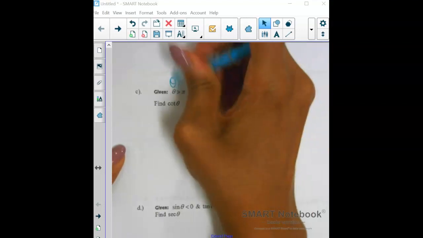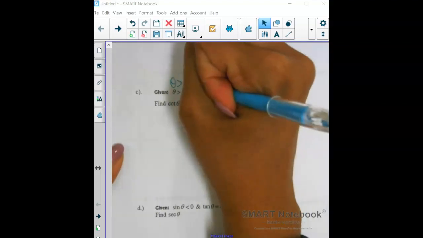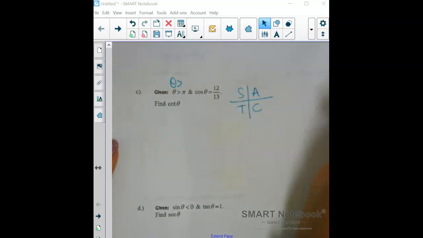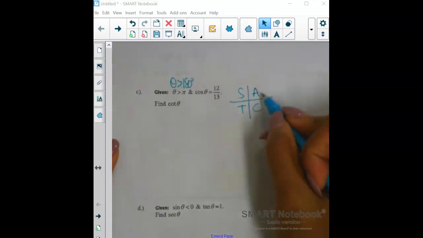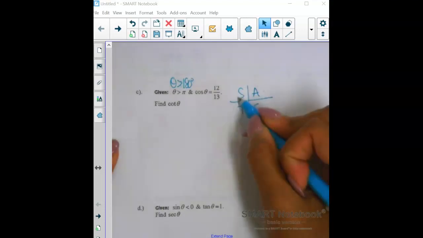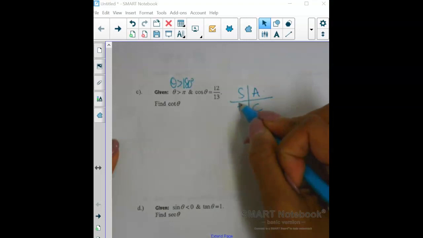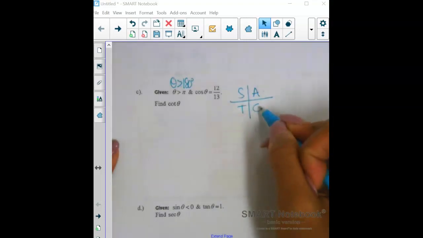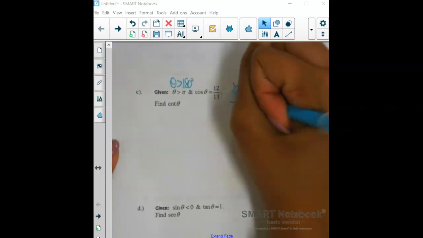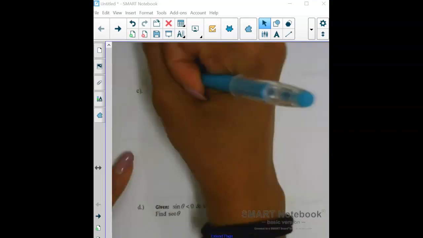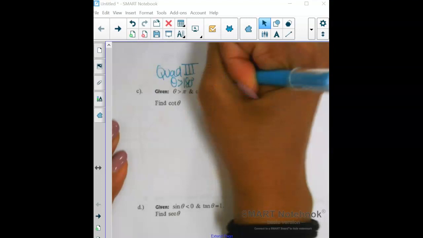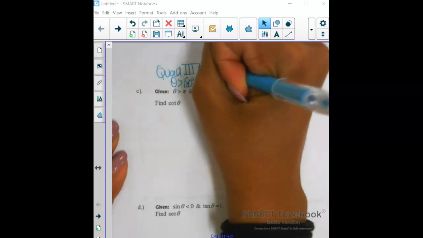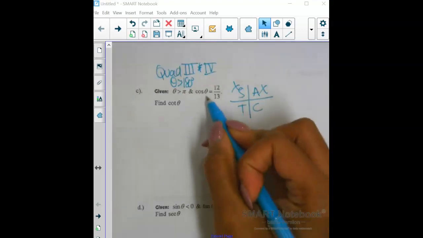Whoops, let me put greater than. Let's try this again. Theta is greater than 180 degrees. Okay, well, let's think about that. In quadrants 1 and 2, that's between 0 and 180. Between 3 and 4, this is where it's greater. So I can't have it in the first two quadrants. This needs to be in quadrant 3 and quadrant 4. Now I need to look at cosine of theta.